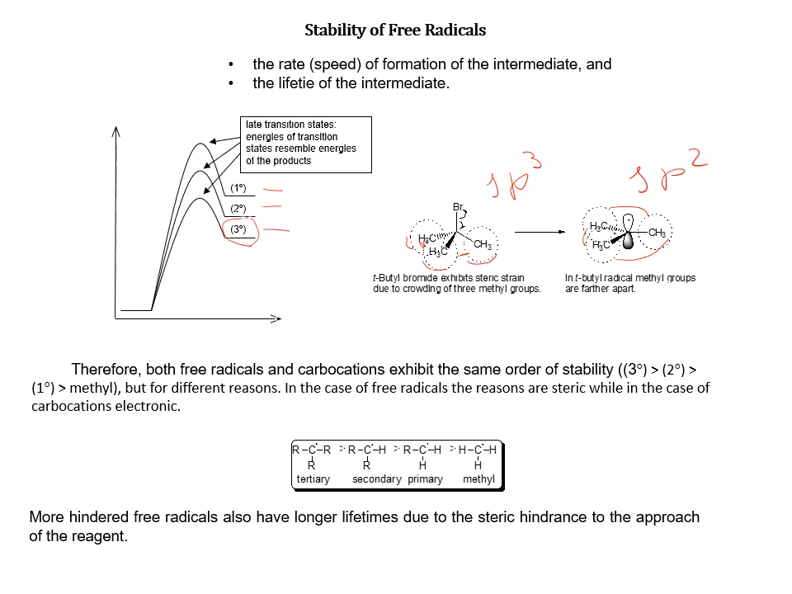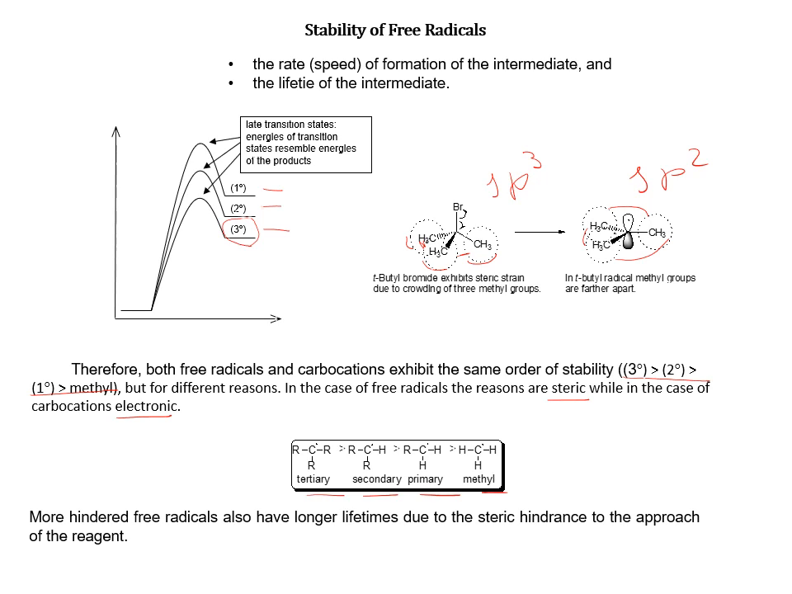So the main reason for the increased stability of tertiary radical over secondary and secondary over primary is steric hindrance. So the reasons are steric. So you can see that both free radicals and carbocations exhibit the same order of stability. That would be tertiary, secondary, primary, methyl, but for different reasons. In the case of free radicals, the reasons are steric, while in the case of carbocations, the reasons are electronic. And so here is the order of stability: tertiary, secondary, primary, methyl.